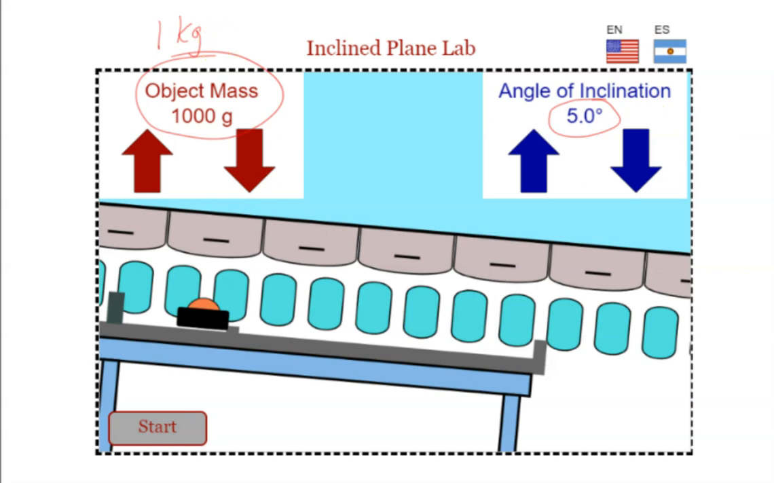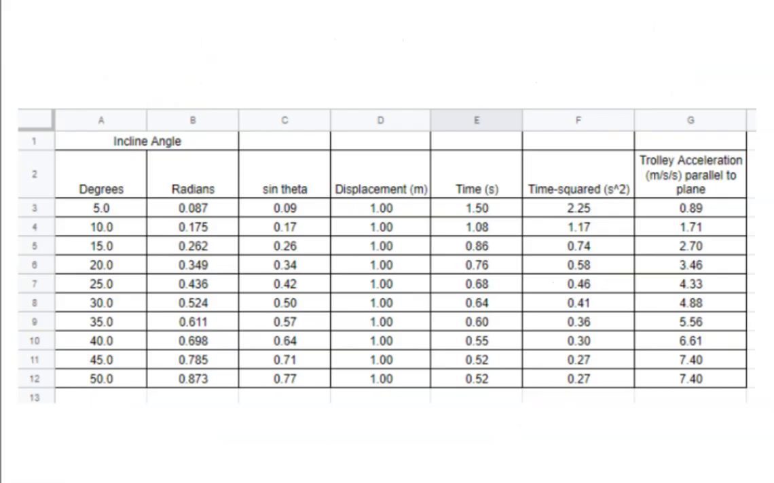I'll just bring up the data, the spreadsheet, and just to save time, I'll give you a copy of this. So we're going to increment by 5 degrees each time. In the spreadsheet, remember, we need to convert the degrees into radians before we do sine theta. We've got a constant displacement of 1 metre, and you're going to run the simulation, and you can do it just once. That's fine for this.